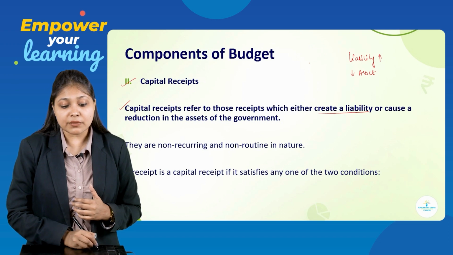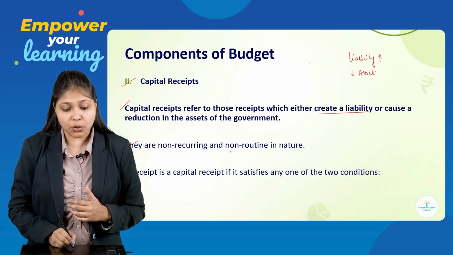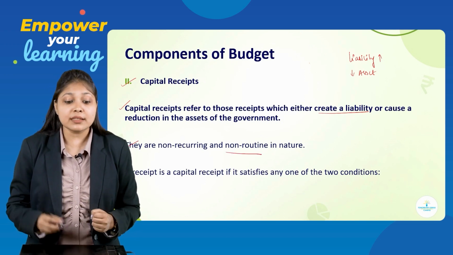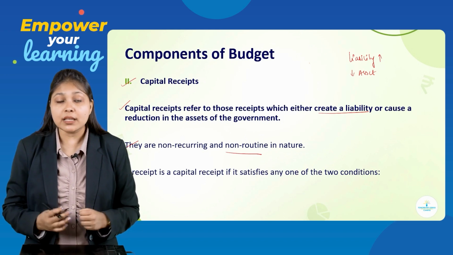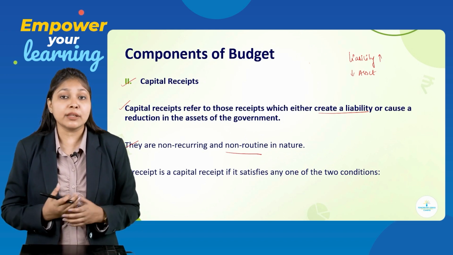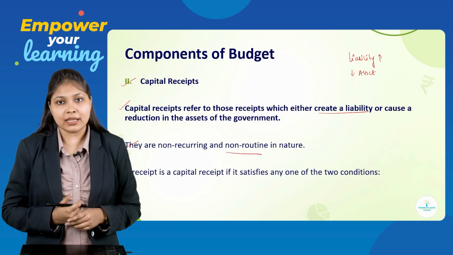These are the receipts which are non-recurring in nature, which are non-routine in nature. That means capital receipts are those receipts which will not take place very frequently. These are non-recurring in nature.